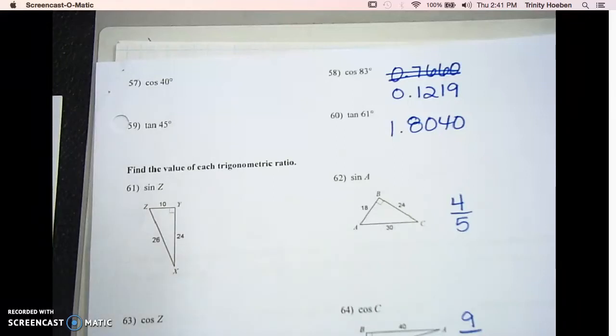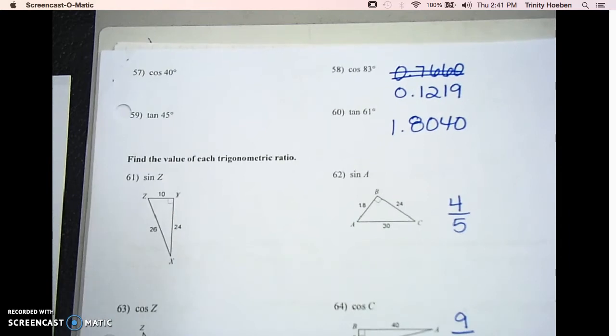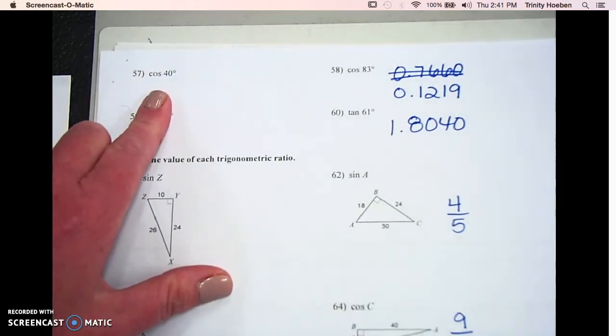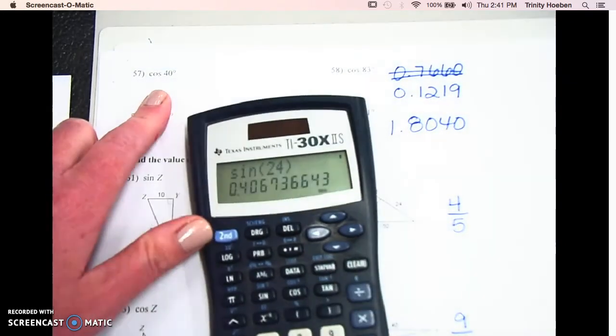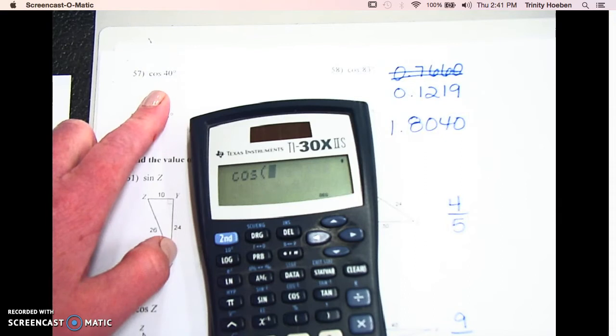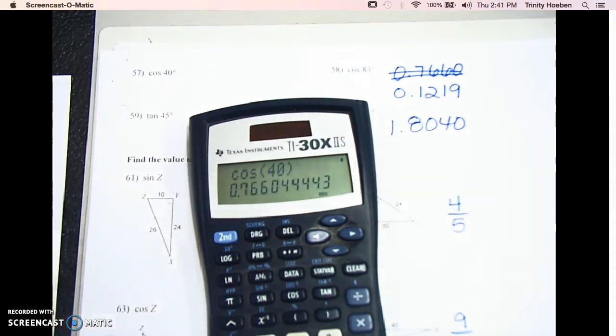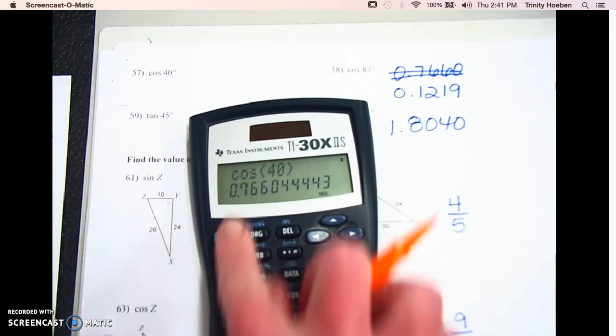All right, so we're finishing up page 7 and 8 on the geometry midterm review for chapters 6, 7, and 8. We are at the top of page 7, so number 57, finding the cosine of 40 degrees. Again, you want to make sure your calculator is in degree mode, and then you simply type cosine of 40, hit the equal sign. We're rounding to the nearest 4 decimal places.